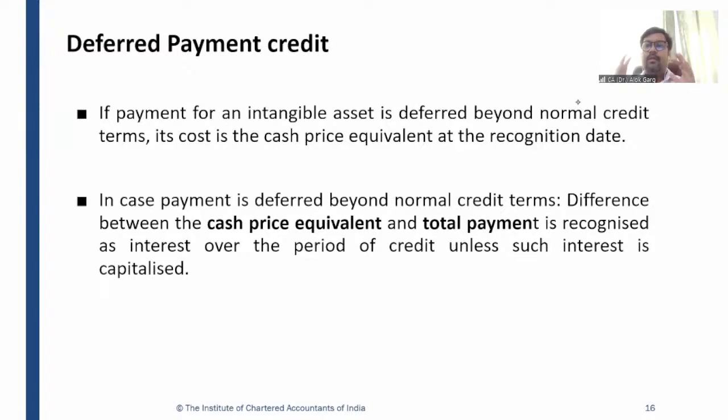So if payment for an intangible asset is deferred beyond normal credit terms, its cost is the cash price equivalent at the recognition date. Okay, so I have to recognize this ERP, this software, at 10 crore rupees, and the difference between 15 crore, which is consideration paid, versus cash price equivalent of 10 crore. 15 minus 10: cash price equivalent is 10 crore and total payment is 15 crore. So the difference of 5 crore will go to finance cost.